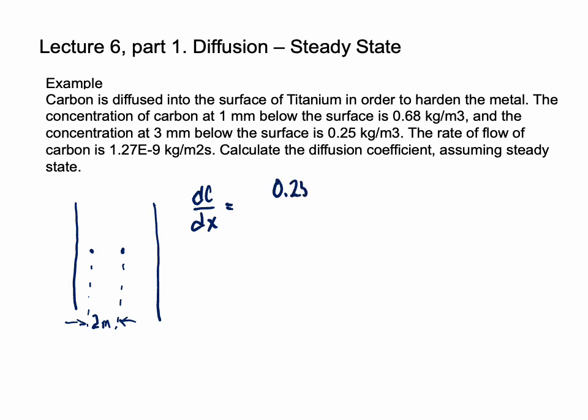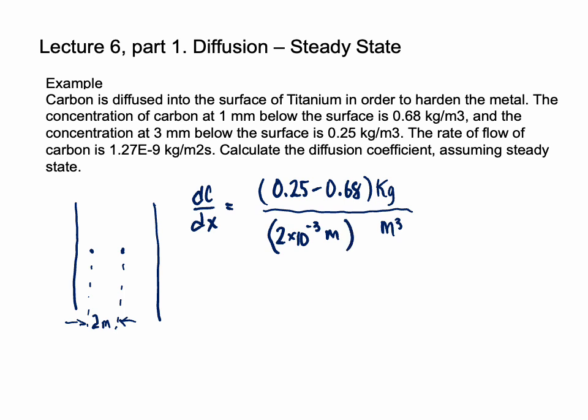0.25 minus 0.68, that's kilograms per meter cubed. And in the denominator, we have the change in depth, and that is 2 millimeters. I'm going to say 2 times 10 to the negative 3 meters so that I have meters to the fourth in the denominator. So if I solve that, I get negative 215 kilograms per meter to the fourth.